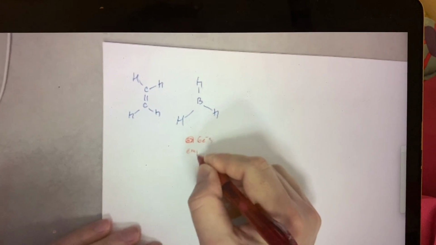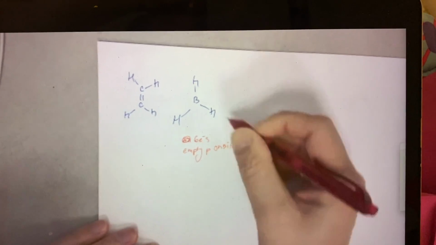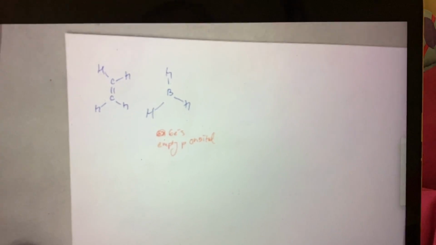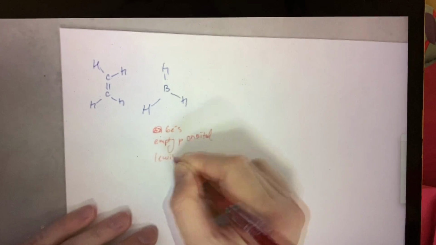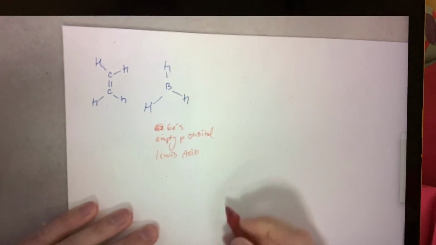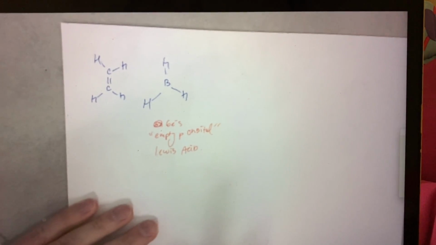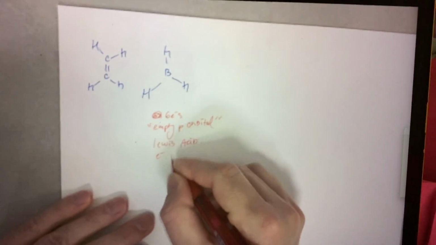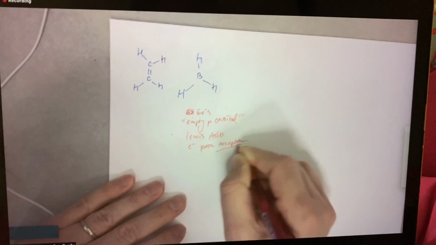This is an example of an empty p orbital, just like BF3 or aluminum trichloride, which we've worked with a little bit since I joined you this semester. We know that this is a Lewis acid using the empty orbital case. It wants 2 electrons. So it's an electron pair acceptor for sure, without a doubt.